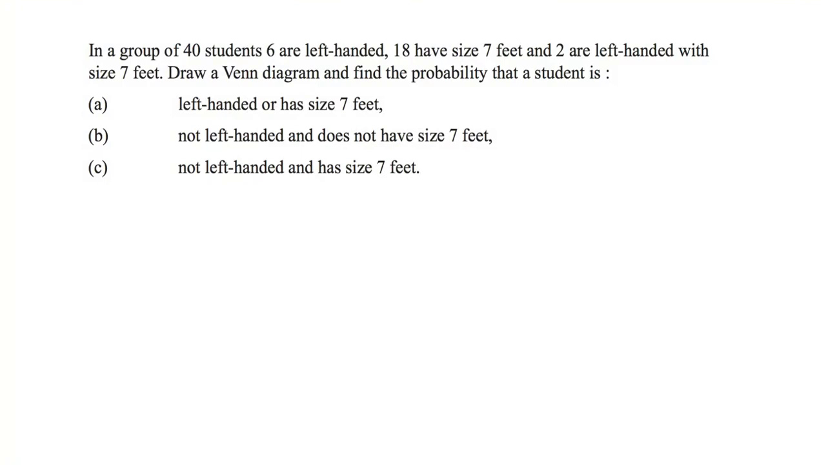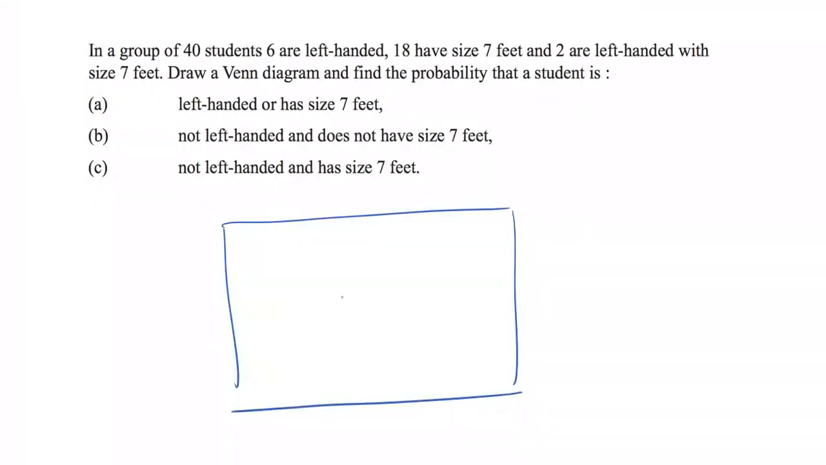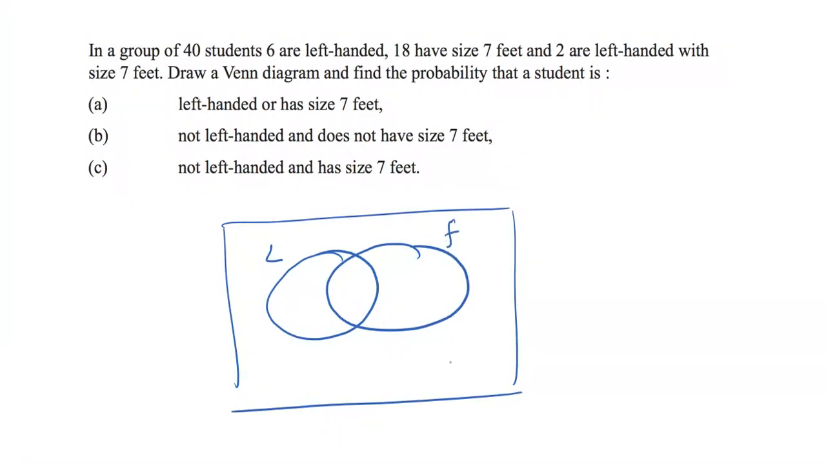So in another group of 40 students, 6 are left-handed, 18 have size 7 feet, and 2 are left-handed with size 7 feet. Draw a Venn diagram. Okay, so we've got information about left-handedness, let's call it L, and we've got information about foot size, being a size 7 foot. So let's use F there. We've got 2 that are left-handed with size 7 feet, so I'm going to have that intersection as being worth 2 people. Now let's go back and read the rest of it.